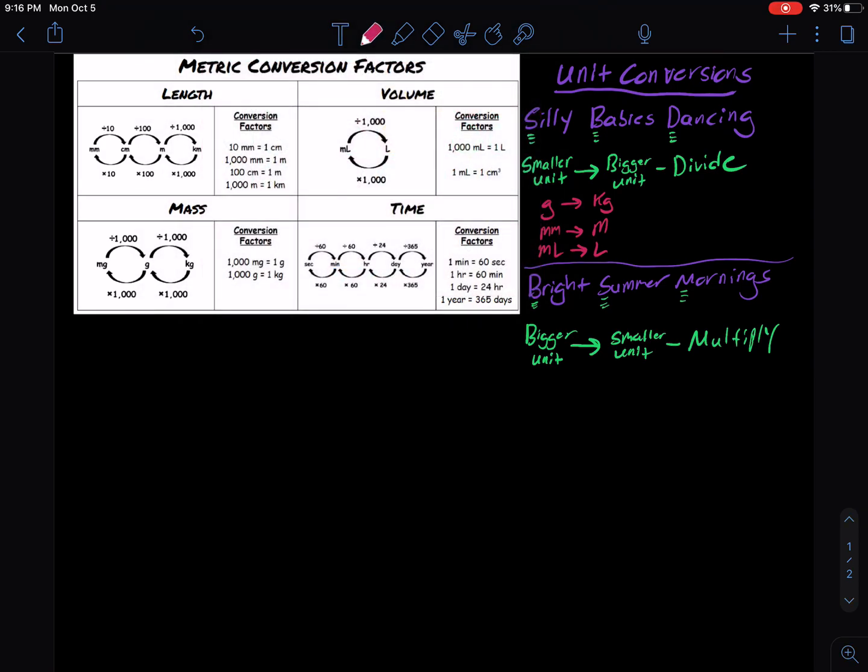An example of that would be just the opposite of what we had above. Kilograms going to grams. It could be kilometers going to meters. It could be years going to seconds. All of those are a bigger unit going to a smaller unit. And those are the general rules for unit conversions. Silly babies dancing and bright summer mornings. So there's our rules there.